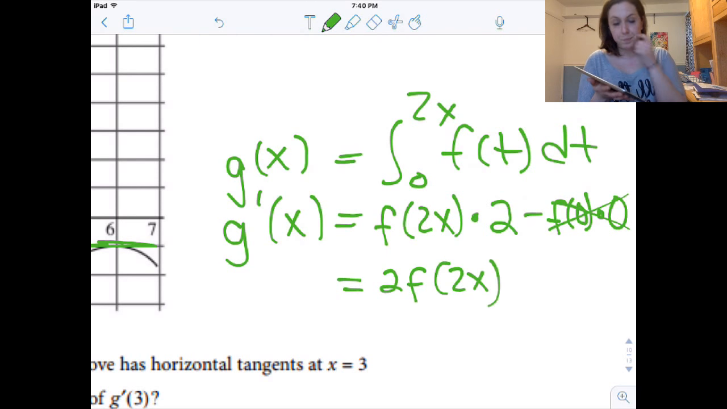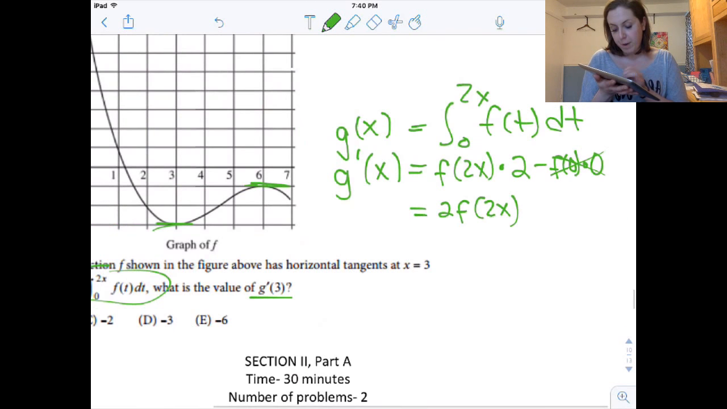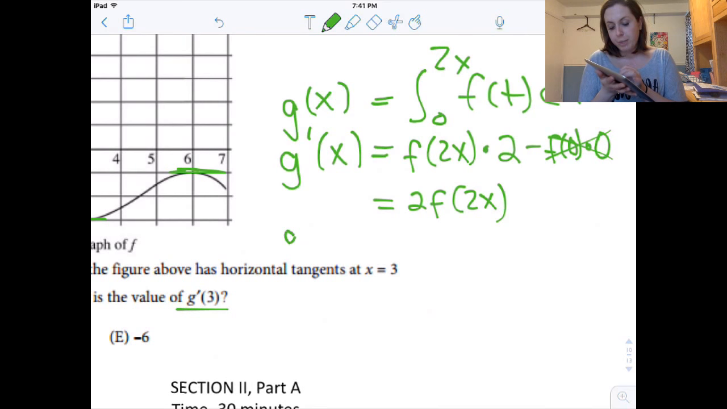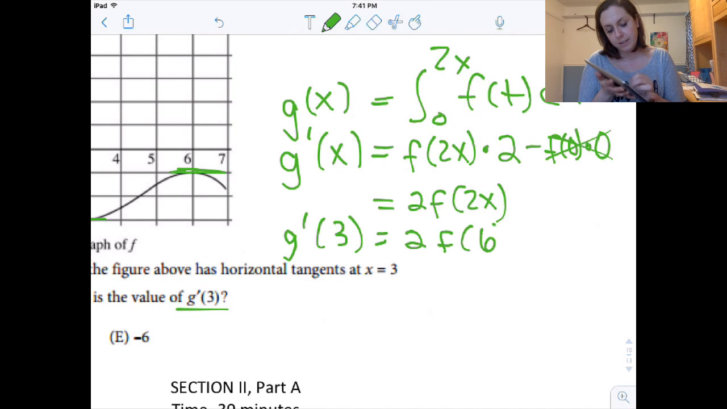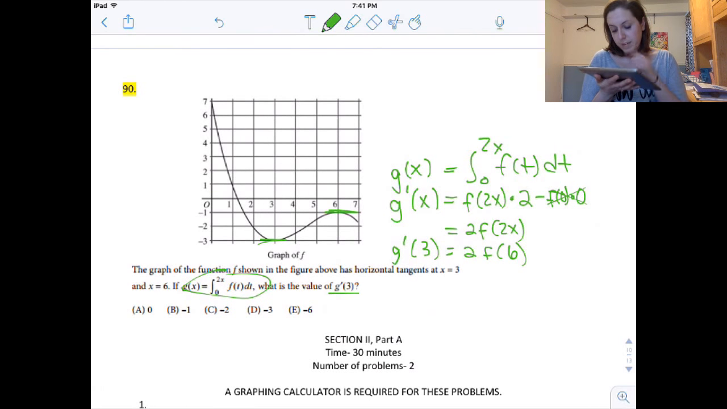They want g prime at 3. So g prime at 3 is 2f of 6. This is f. F of 6 is negative 1. So this is 2 times negative 1, which is negative 2.